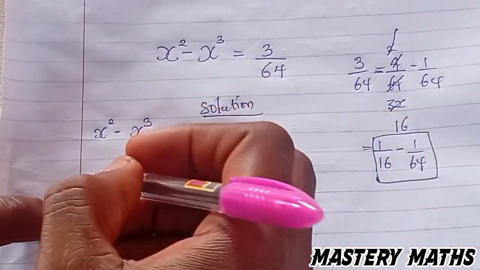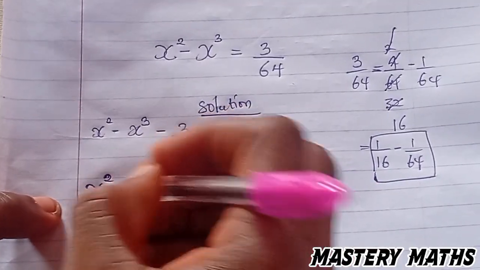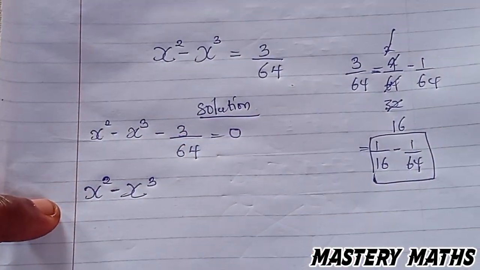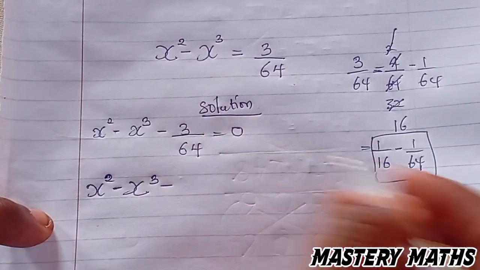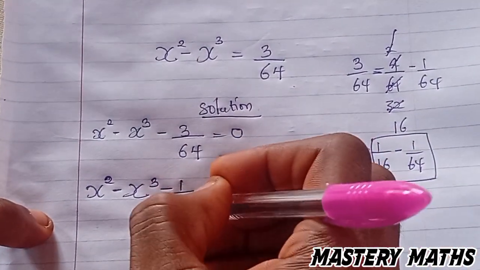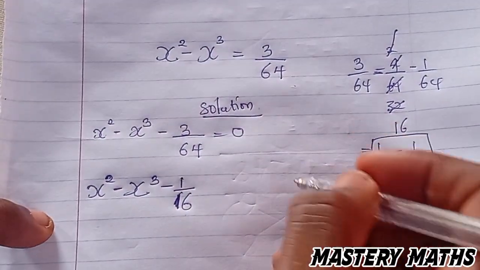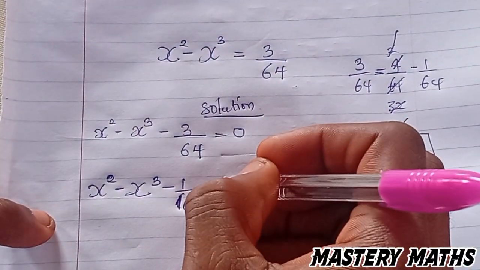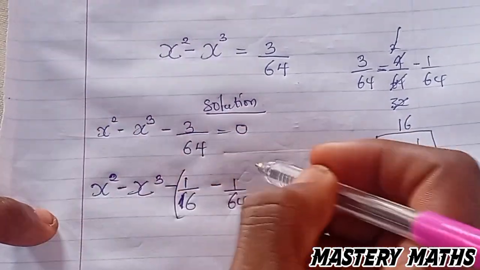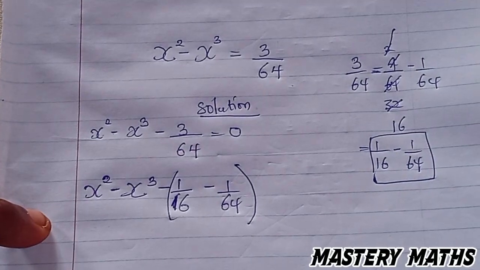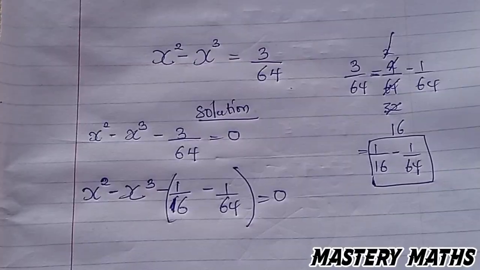So what we do now, we'll write x raised to the power of 2, minus x raised to the power of 3. Then we have our minus, and instead of writing 3 over 64, we'll write this 1 over 16, which you're seeing here. Then you have your minus 1 over 64. All should be in a bracket, equal to 0. Now, since it's in a bracket, what should you do? We're about opening the bracket now.